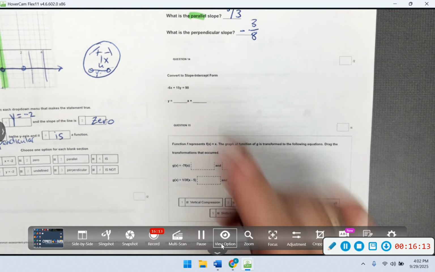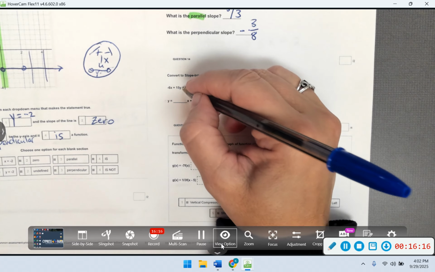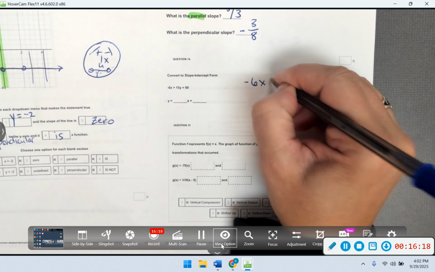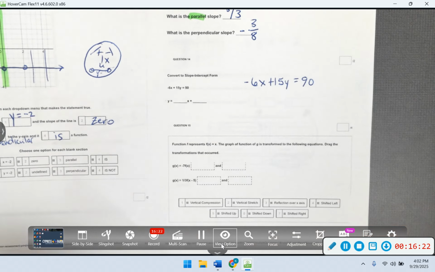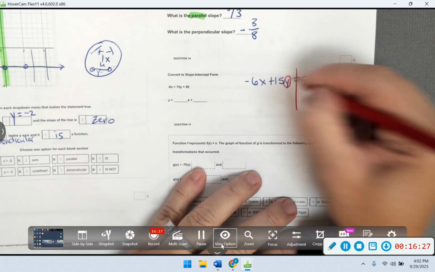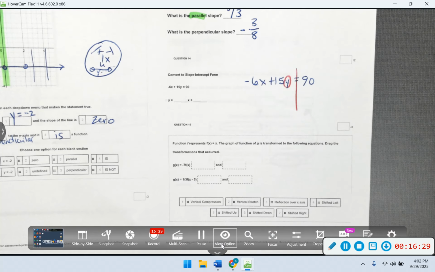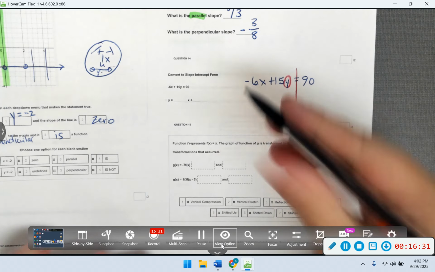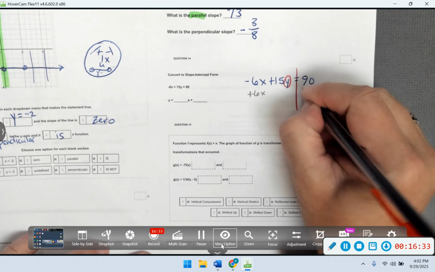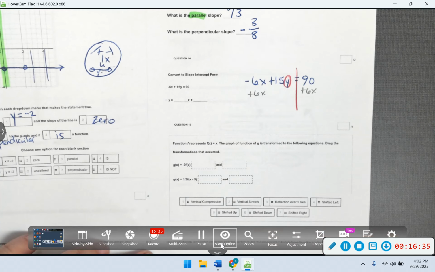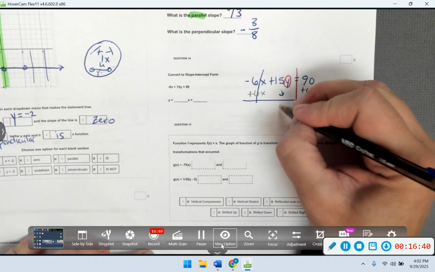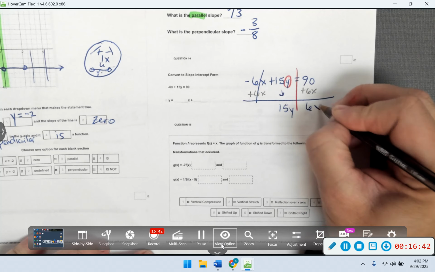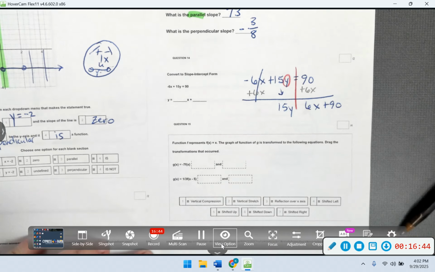Question 14, we need it in slope-intercept form, so it's in standard form. We need to go from standard to slope-intercept. So isolate, other side, side-by-side divide. So isolate the y, other side. So I'm going to move the 6x to the other side by doing the opposite. So I'm going to add 6x. Now I'm going to write them side by side. So I'm going to bring down the 15y, positive 6x plus 90. Last step, divide.